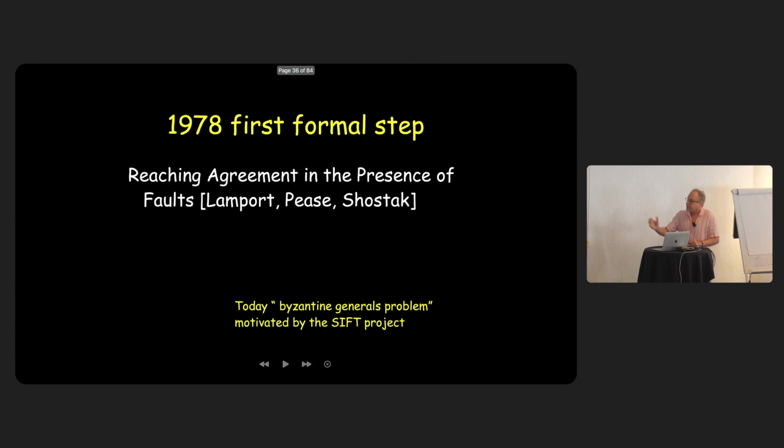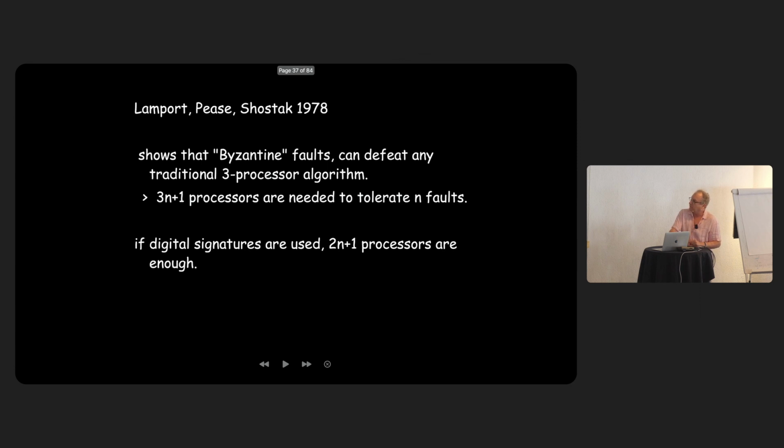So of course, when we have the first milestone of really a theoretical scientific paper on principles of distributed computing in 1978, reaching agreement in the presence of faults is what we call today the Byzantine generals problem, which was this informally described problem in the SIFT project with the gangsters. And then they formally showed that what people believed could be done actually could not be done, with a formal proof that if you want to have an agreement between n processes, you need 3n+1 processes to tolerate n faults.